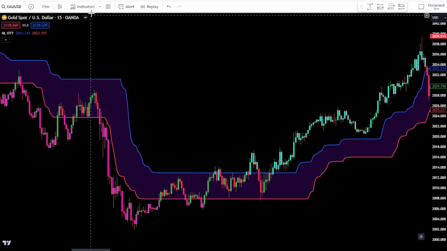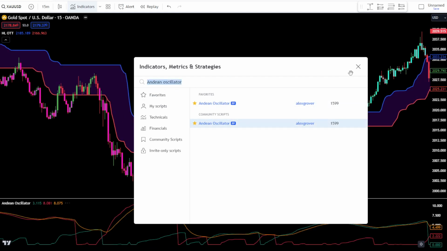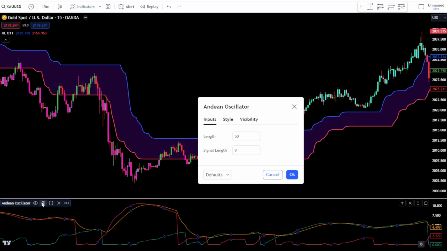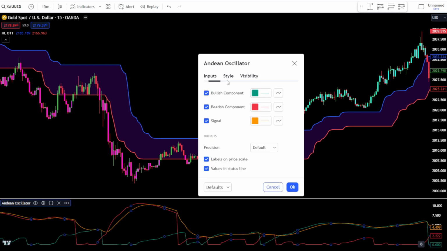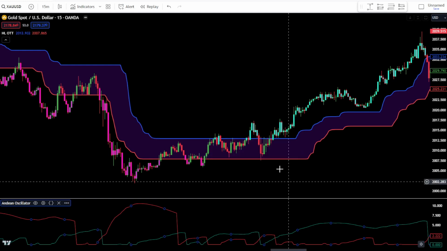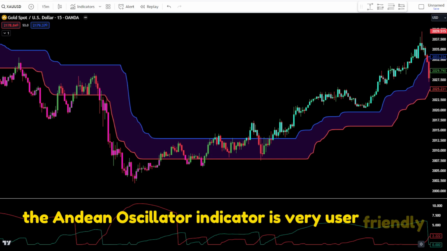Go back to the Indicator Search tab and type in Andean Oscillator, then select Andean Oscillator from Alexgrover. After that, access the Andean Oscillator indicator settings. Keep the input settings at their default, then go to the Style tab. In the Style tab, uncheck the box next to the signal. Once done, click OK to confirm the changes. The Andean Oscillator indicator is very user-friendly.